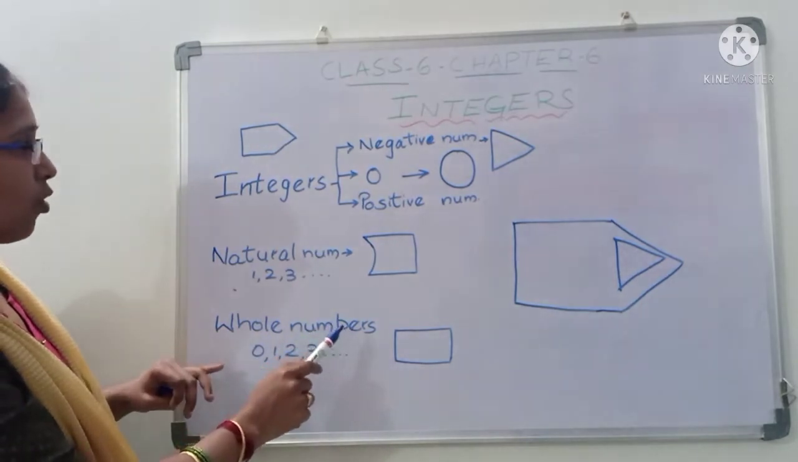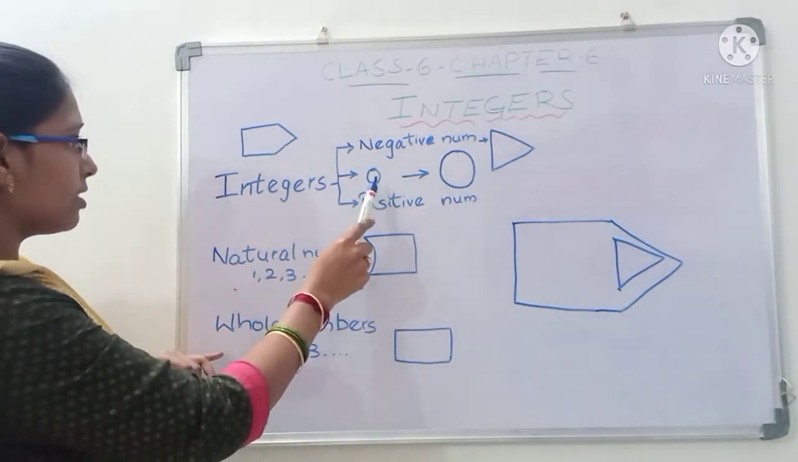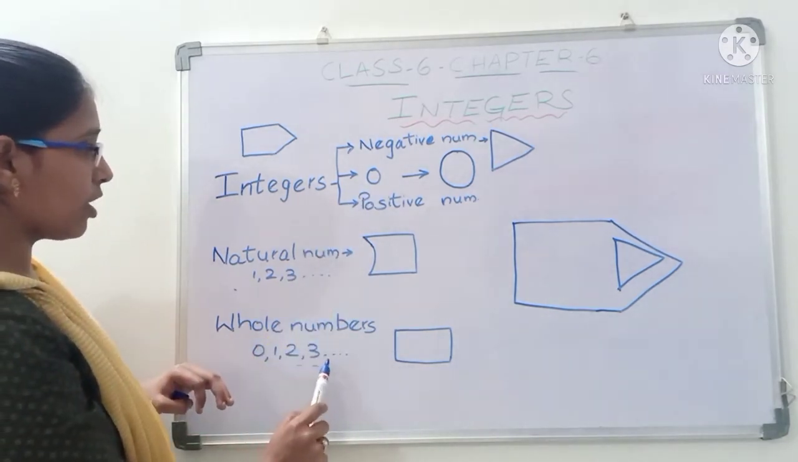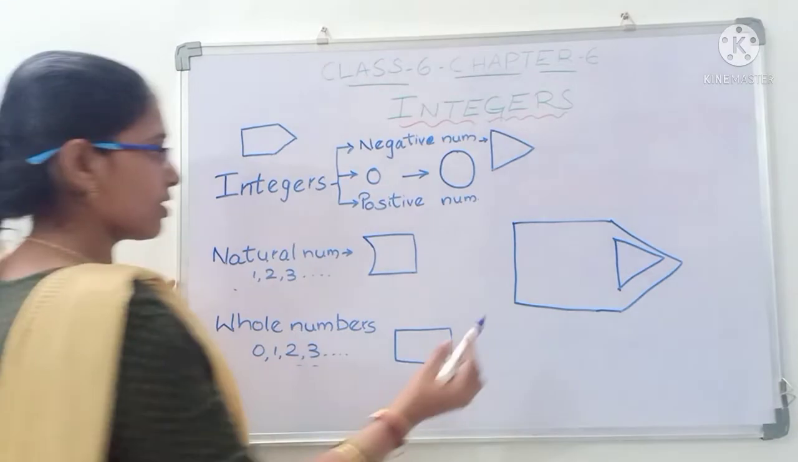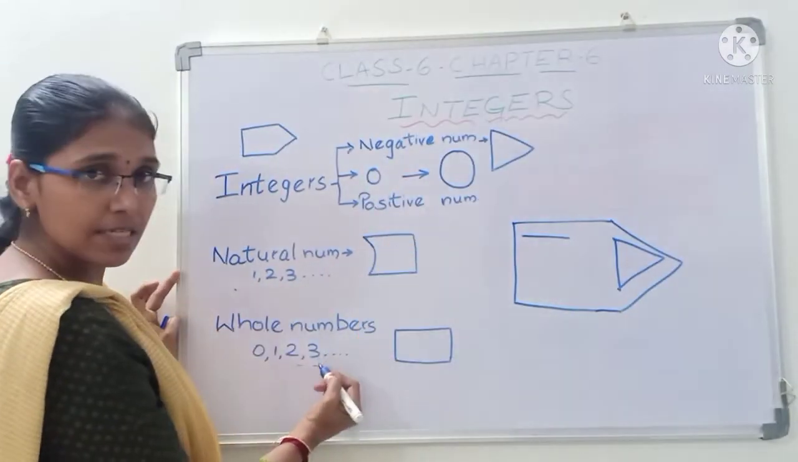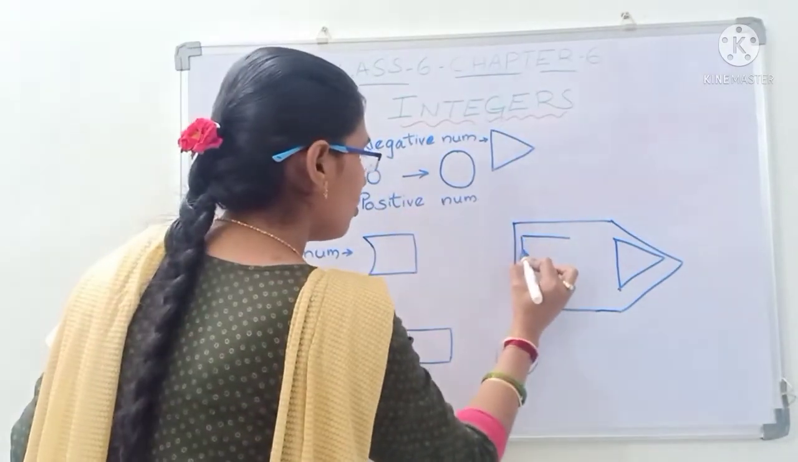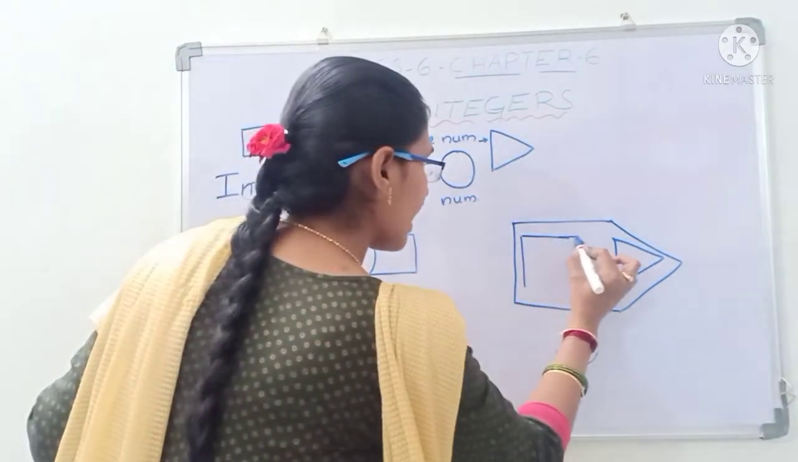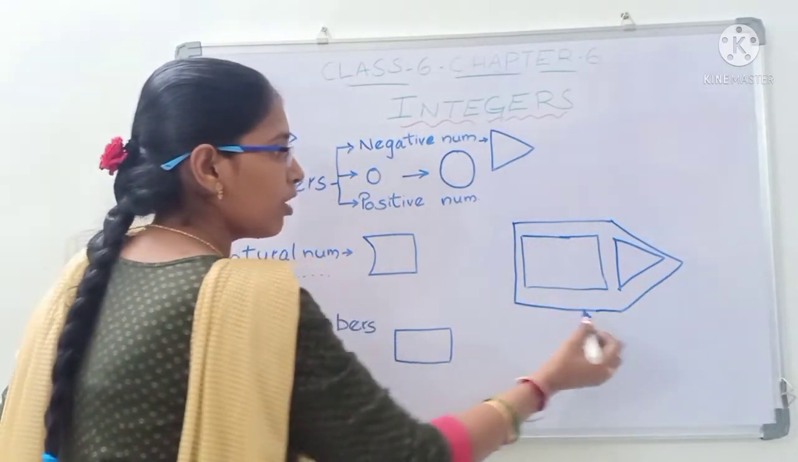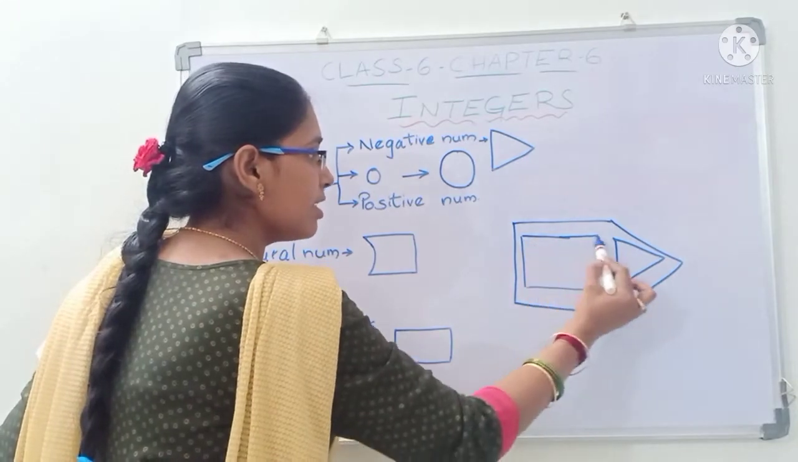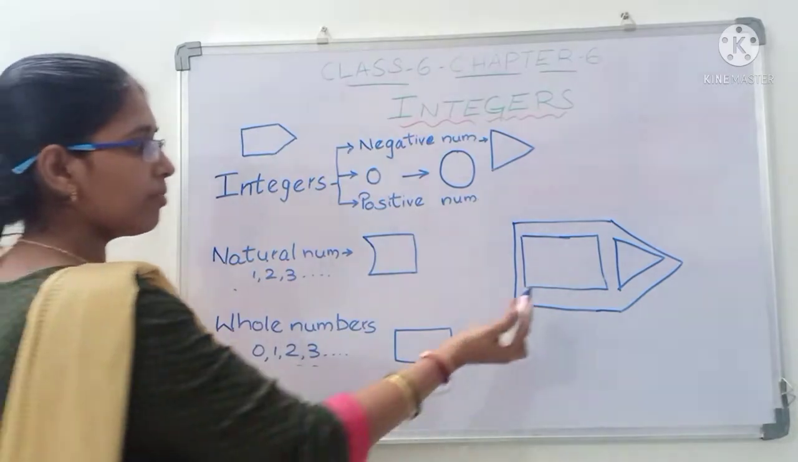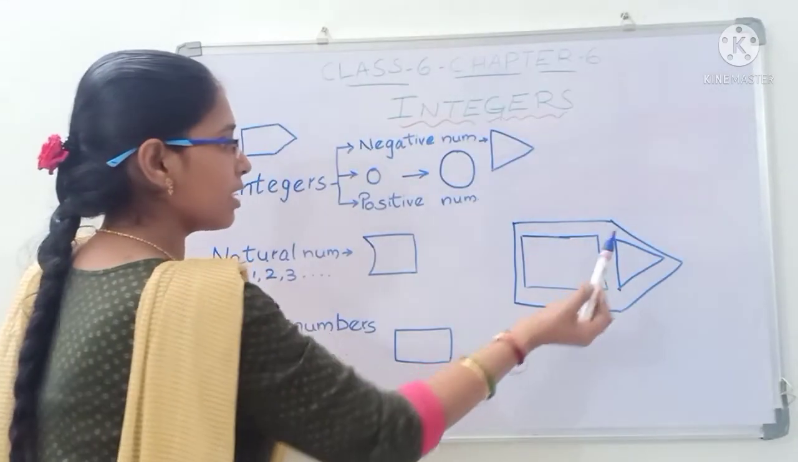Let's come to whole numbers. Whole numbers means 0, 1, 2, 3. That means it contains 0 and positive numbers 1, 2, 3. So let's draw whole numbers first. These two together, 0 and positive, are present in whole numbers. So whole number shape is rectangle. So symbolically, in integers, whole numbers are present and negative numbers are present. Whole numbers are nothing but positive numbers and 0, and these are negative numbers.